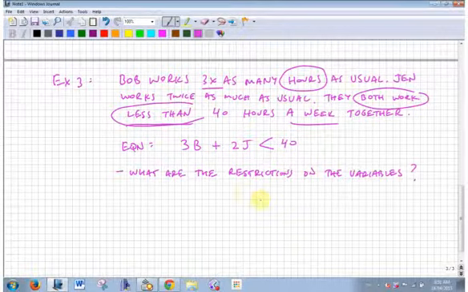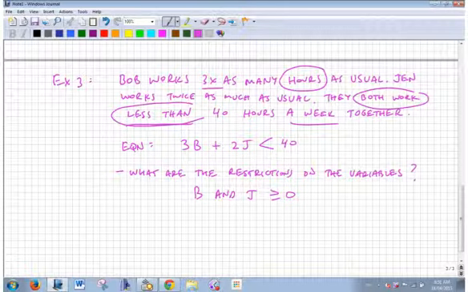So what are the restrictions on the variables? B and J, they need to be greater than or equal to 0. Could it be equal to 0, either one of these? If one person goes on holidays and doesn't work at all, this could still work, couldn't it? The other person's just going to have to pick up the slack, right? Get called in for extra shifts. So there's another way to say that in English. How do I say greater than or equal to 0?